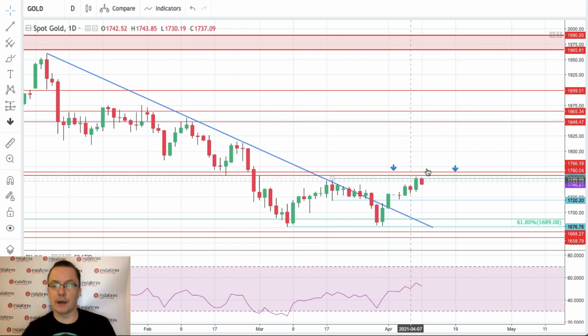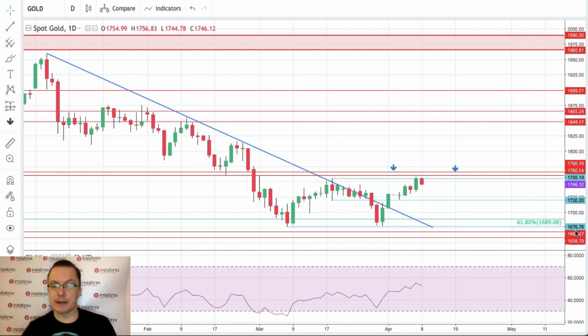If however the market is not strong enough to break above this level, then it will likely consolidate or reverse lower towards 1,720 again, and if this level is violated, then we will likely go even lower towards the swing lows at 1,676, which means that the downtrend will continue to the downside.